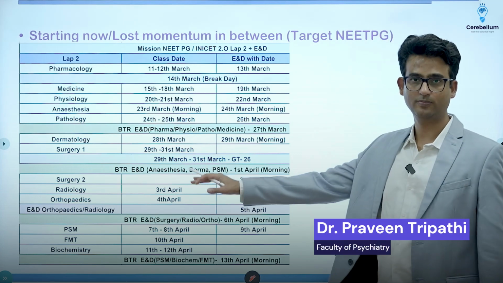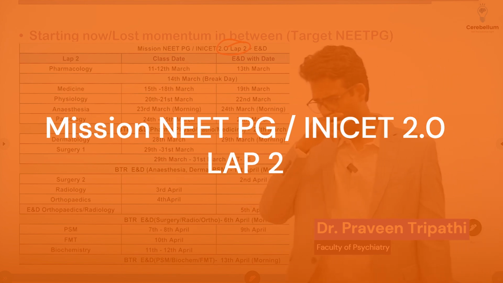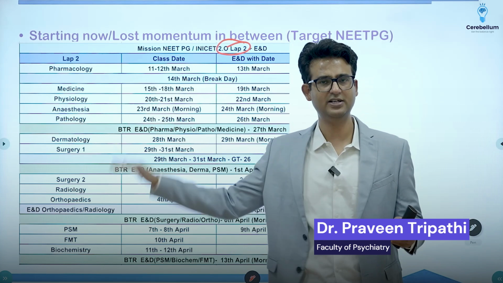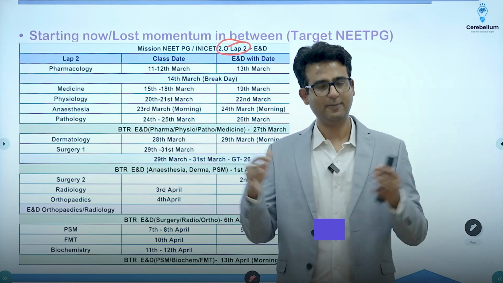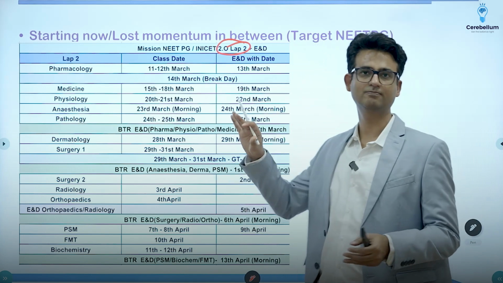So now this is a schedule for Cerebellum's Lab 2. What is the meaning of Lab 2? Basically in Lab 1, we have long classes. All of these are live classes taken by teachers, subject specialists. In Lab 2, we again take live classes, but these are more concise. And that is why we call it crash course.